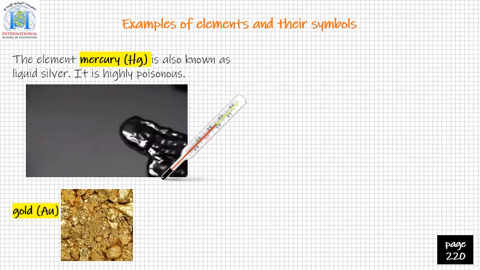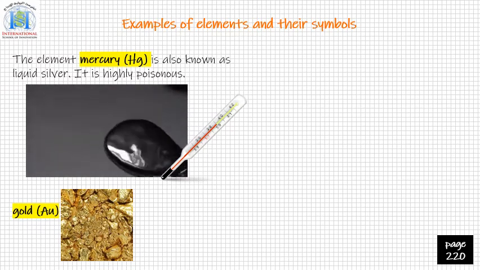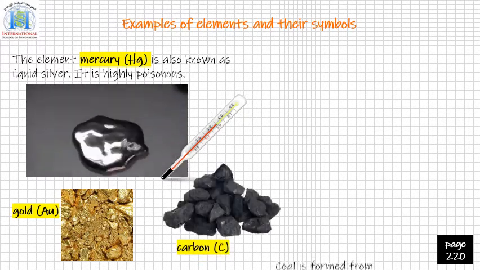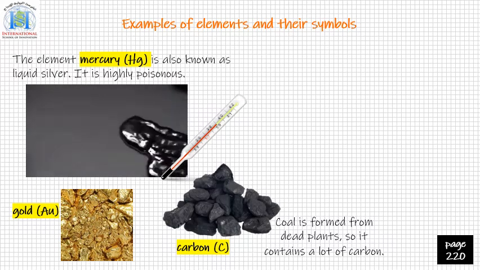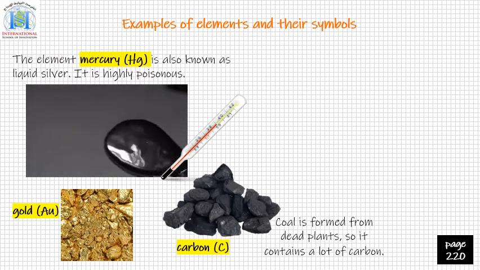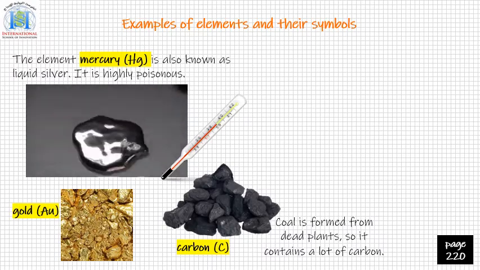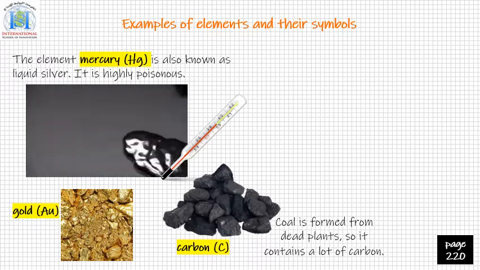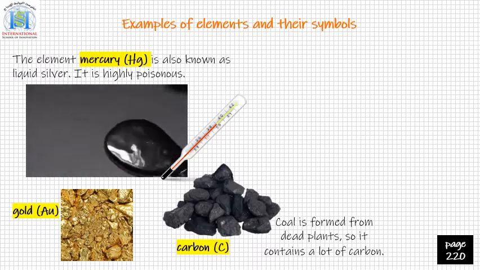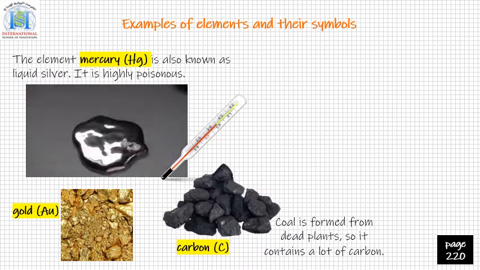We use Au for gold and C for carbon. That's right. So we talked in previous lessons about ways that carbon is formed in nature. When organisms die, they will be decomposed by decomposers, and we will get the carbon element in the soil, right? So we use the symbol C for carbon.